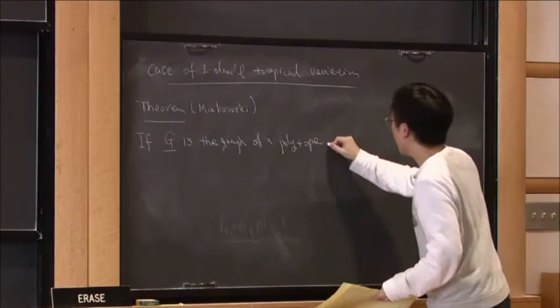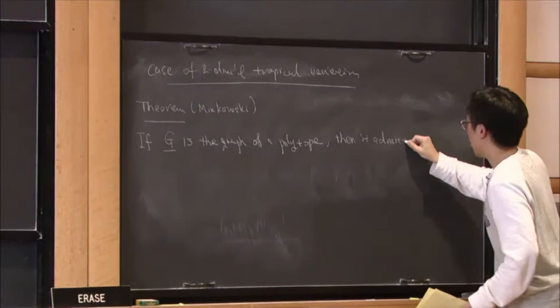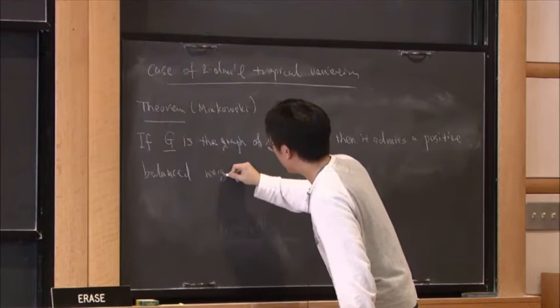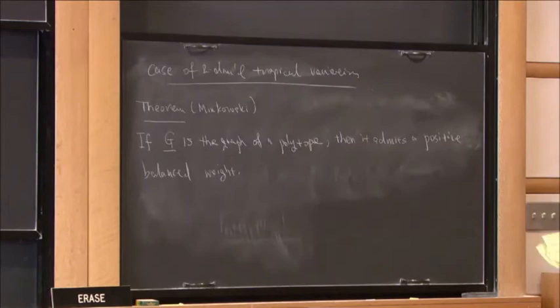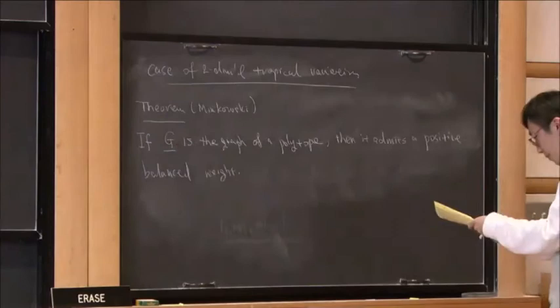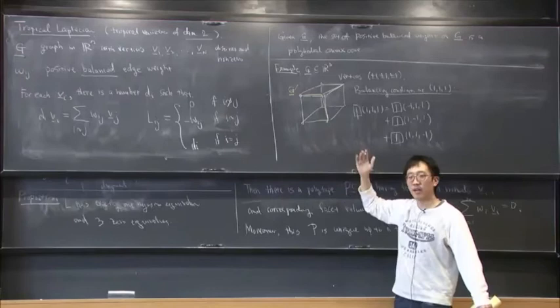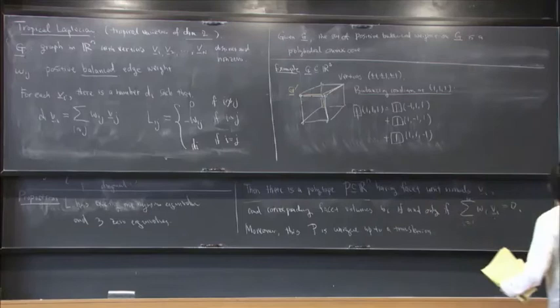then it admits a positive balanced weight, edge weight, and its construction is sort of canonical or natural. It just depends on your G. And in interesting cases like this, where your polytope is simple, meaning that every neighbor of any vertex is linearly independent, by the argument I have shown you, if there is a weight, it's unique up to a multiple. And that weight is what Minkowski constructs in this case.